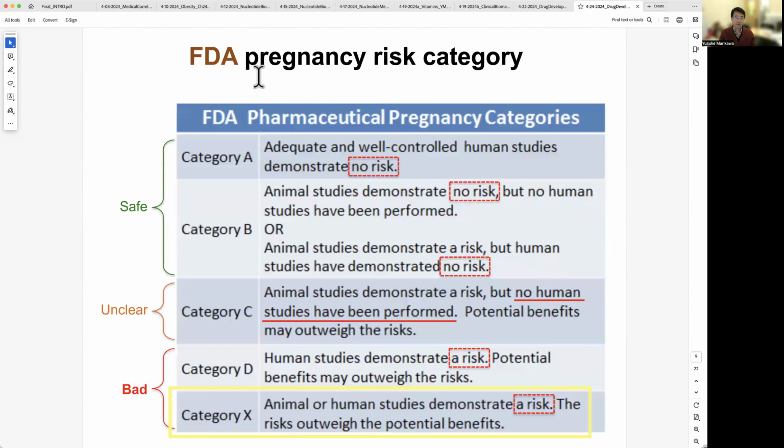The FDA categorizes drugs based on the knowledge, their research data and so on, for safety for pregnant women: pregnancy risk A, B, C, D, X. I want you to know the definition of category X. Just read this sentence 3 times to understand what category X drugs mean.